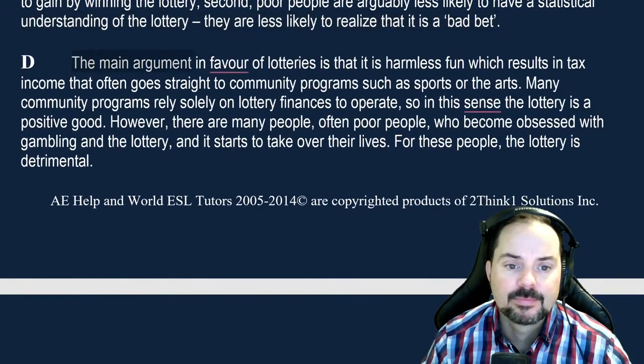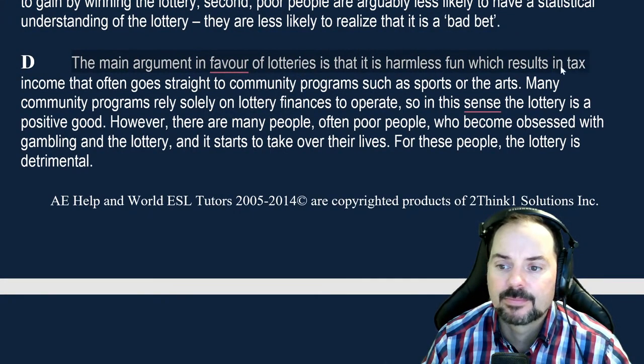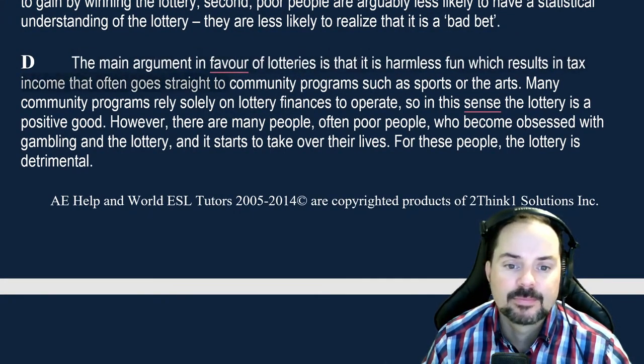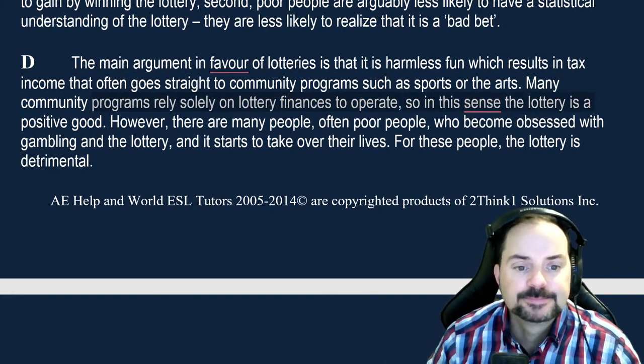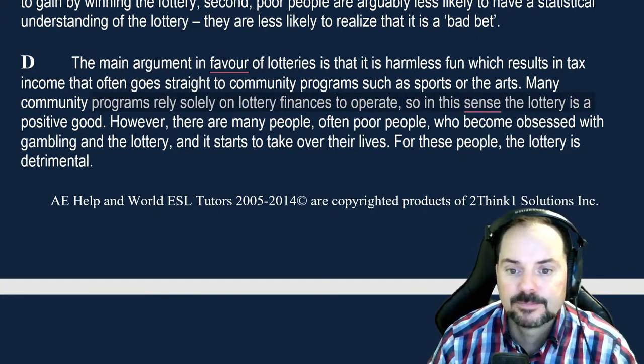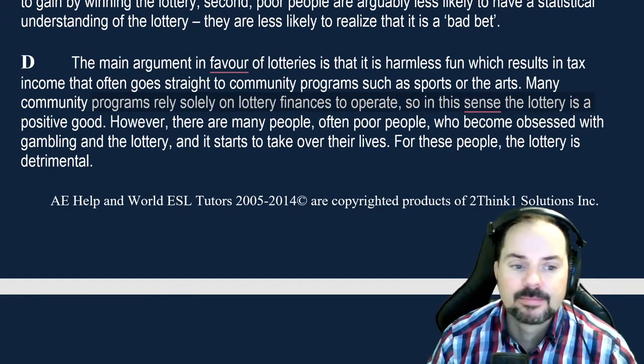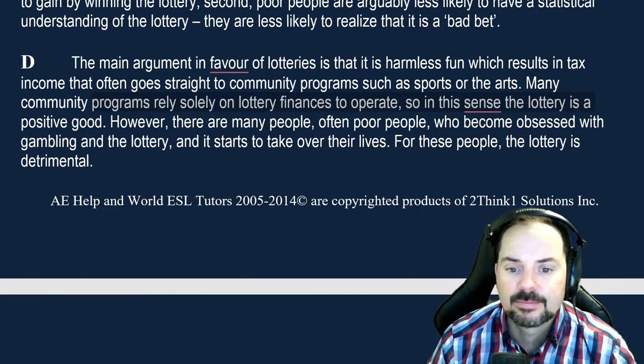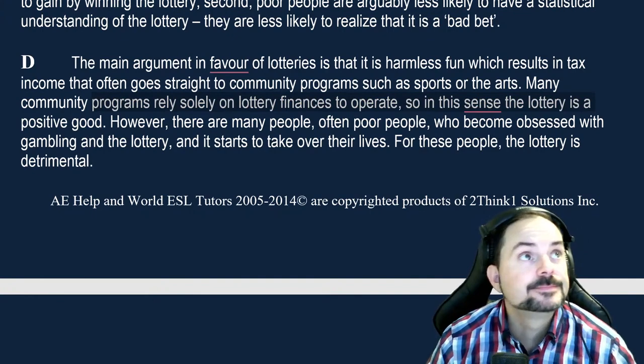The main argument in favour of lotteries is that it is a harmless fun, which results in tax income that often goes straight to community programmes, such as sports or the arts. Many community programmes rely solely on lottery finances to operate. So in this sense, the lottery is a positive good. However, there are many people, often poor people, who become obsessed with gambling and the lottery, and it starts to take over their lives. For these people, the lottery is detrimental.